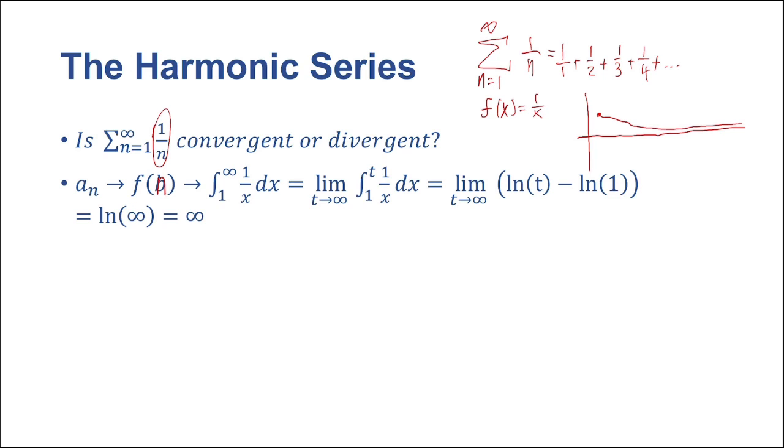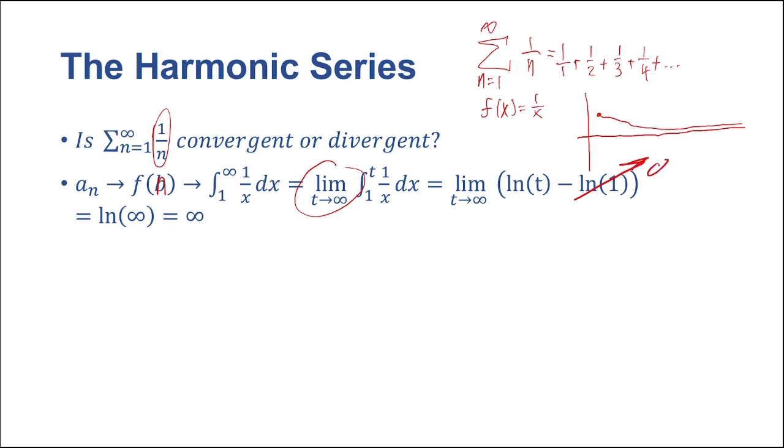We want to put the limit there so that we can integrate to a number. So we get the limit as t approaches infinity of the integral between 1 and t of 1 over x dx. 1 over x is a very easy function to integrate. We just get a natural log. We can directly apply the fundamental theorem of calculus, and then we get the limit as t approaches infinity of the natural log of t minus the natural log of 1. Well, the natural log of 1 is going to be 0.